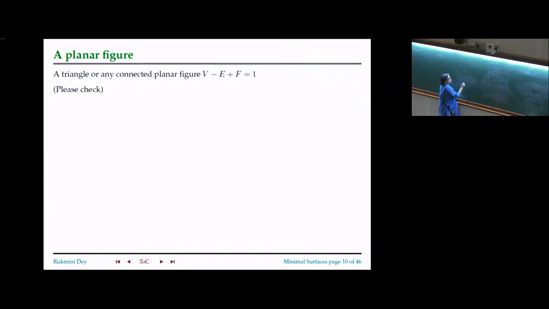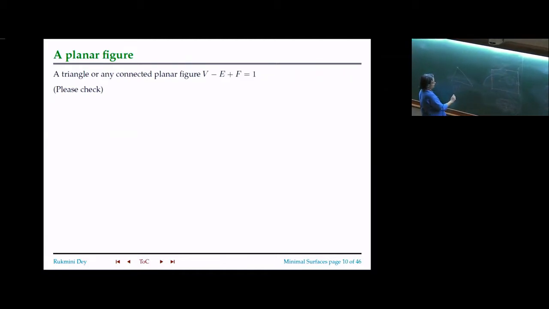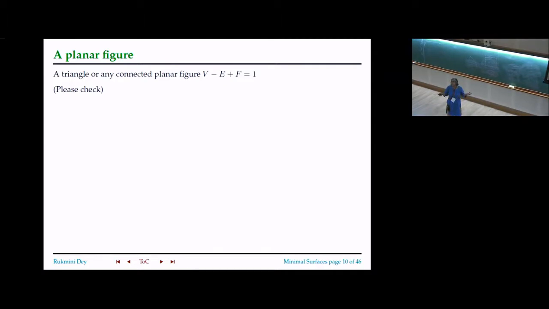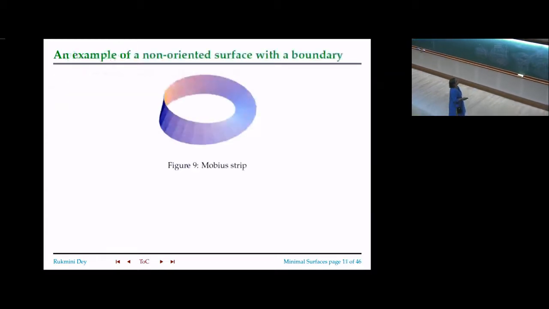So V is 3, E is 3 and F is 1. So the Euler characteristic, which we denote by chi, is 1. You can check that if you subdivide it further, nothing changes. It will always remain 1 if it is a planar figure. That's the amazing part: you are telling about the topology through triangulations or breaking up into faces. Okay, so that is one.